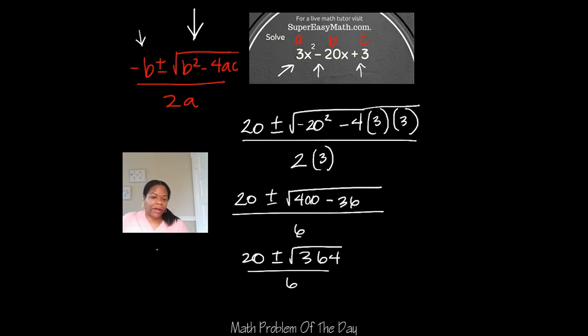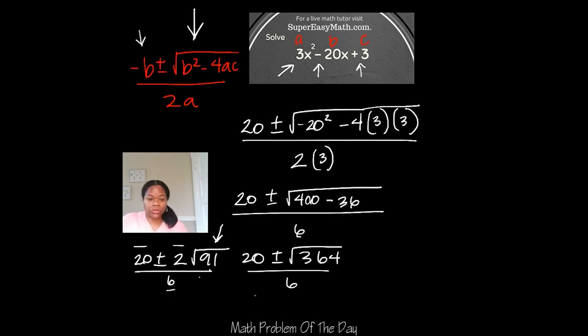You can do prime factorization. So 364 basically ends up breaking down into 2 times 91. And so this lets you know that you can take out 2's, okay? And you're going to end up with 20 plus or minus 2 square root 91 over 6. Now, I'm not going to consider what's under the radical, but I am going to consider the 2, the 20, and the 6, and I'm going to simplify all of that.